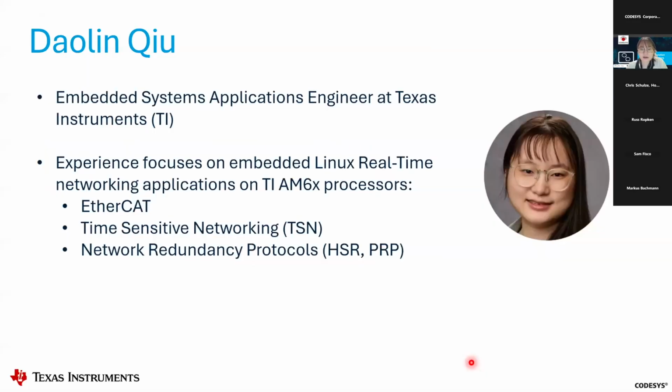To start off, I want to give a brief introduction. I know that Chris already gave an introduction, so just to reiterate, my name is Daolin Q. I'm an embedded systems applications engineer at Texas Instruments, and most of my experience focuses on embedded Linux real-time networking applications on TI AM6 processors. And I have experience working with applications using EtherCAT, time-sensitive networking, and network redundancy protocols like HSR and PRP.